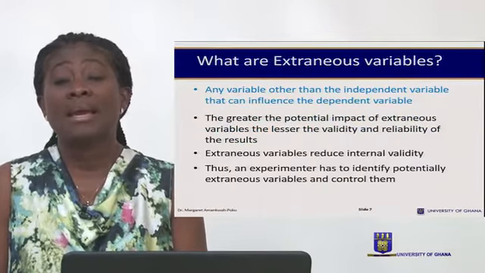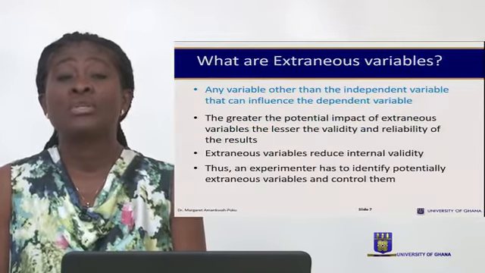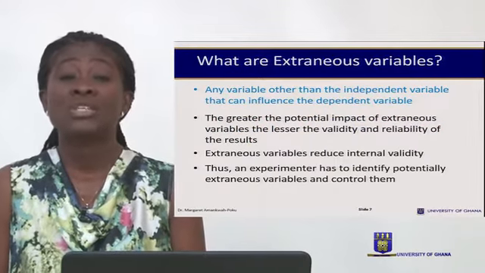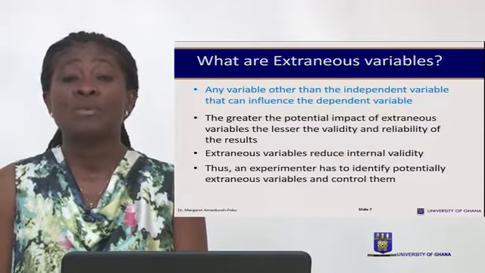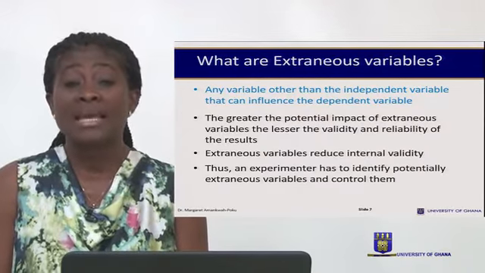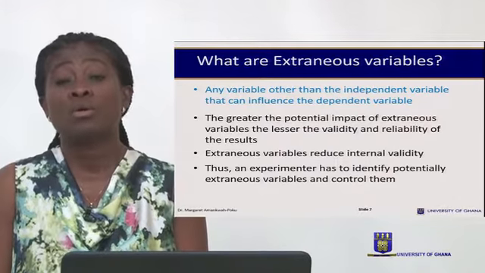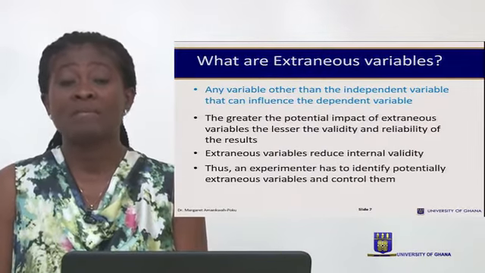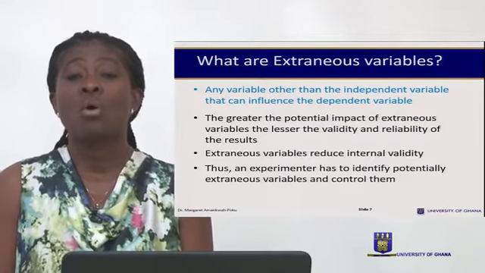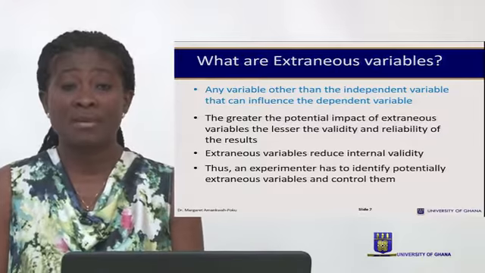So, extraneous variables will reduce the internal validity of a study. Remember, to achieve internal validity, we should be able to establish a cause-effect relationship, which should say that the independent variable is what caused the dependent variable to change, and no other variable. And that is why we have to control potential extraneous variables.